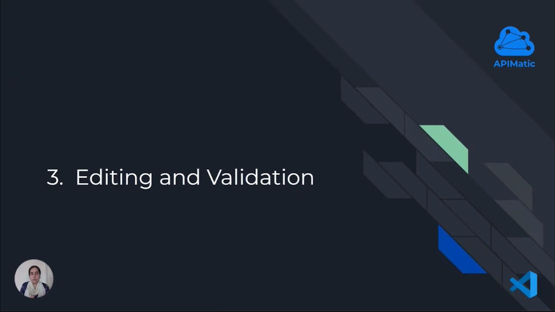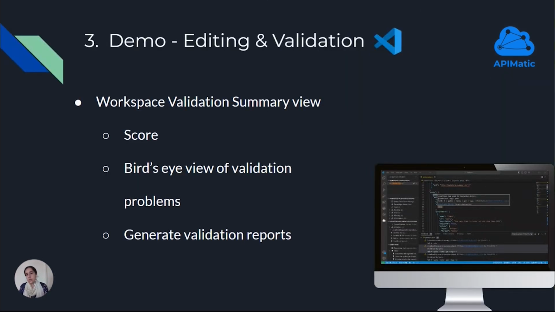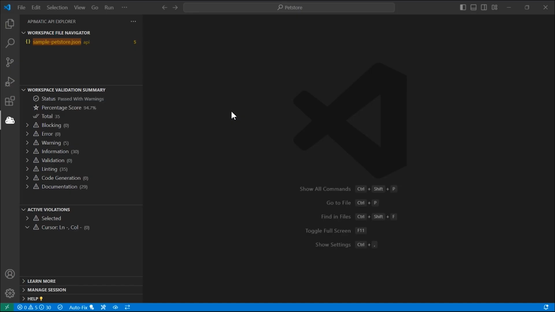The third part of the demo will focus on how the different views of the extension can help complement your API definition, editing, and validation processes and help make them more efficient. The first such view is the Workspace Validation Summary view that shows you an overall score of the workspace, a bird's eye view of all the problems, and also lets you generate validation reports in a format of your choice. Let's dive into that now.